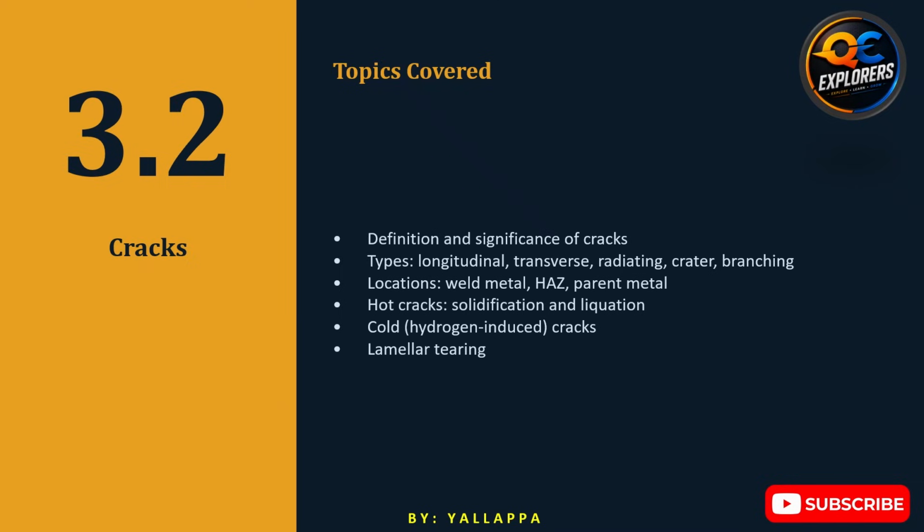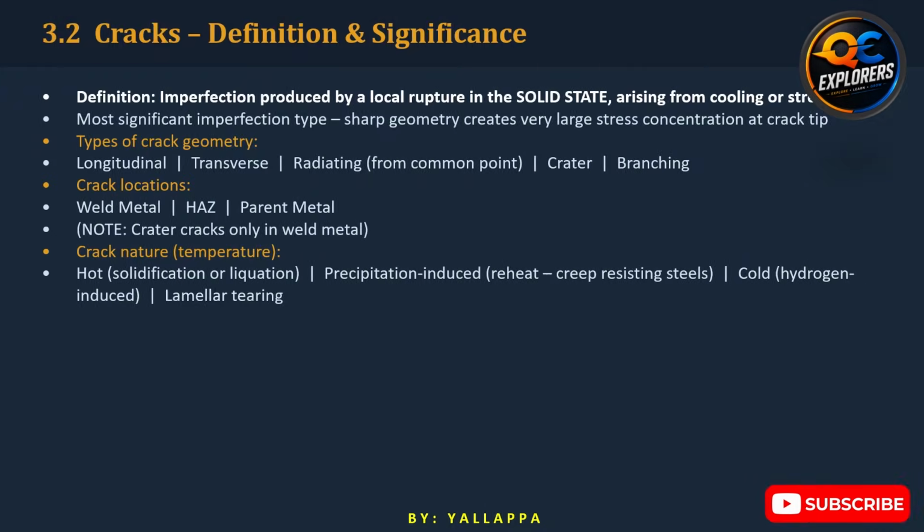We will now look more closely at why cracks are considered such a serious imperfection. A crack is a local rupture in the solid state associated with cooling or stress. The reason cracks are treated so seriously is their geometry. Unlike a rounded pore, a crack has a very sharp tip. That sharp geometry produces a severe stress concentration. When the component is subjected to tensile loading, fatigue loading, impact loading or other demanding service conditions, the crack can become a location for further crack propagation. This is why cracks are normally treated much more severely than rounded imperfections such as small pores.